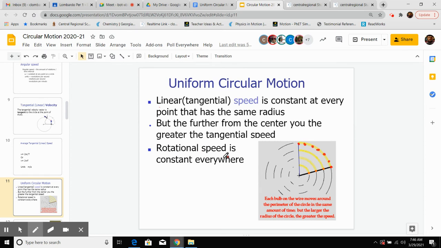And now the rotational speed is the same everywhere. Why? Because they're going to make the same amount of rotations. So the horses that are on this rail are all going to go around the same amount of times, so they will have the same rotational speed. But who has to cover the most distance? The far outside guy. He has to cover the most distance, and hopefully you guys can visually see that. They have to cover the greatest distance, so therefore they're going to have the greater tangential or linear speed.